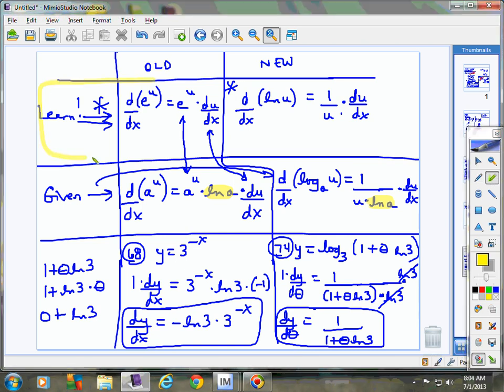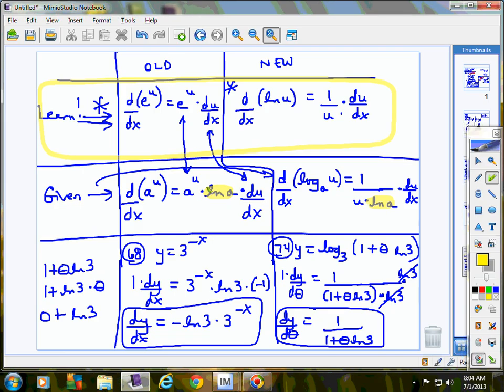So these two you need to know without the formula being given. These two the formula is given, but realize they're the same formulas as those. Just got an extra little log of the base that's got to go somewhere. Here's how I remember it.